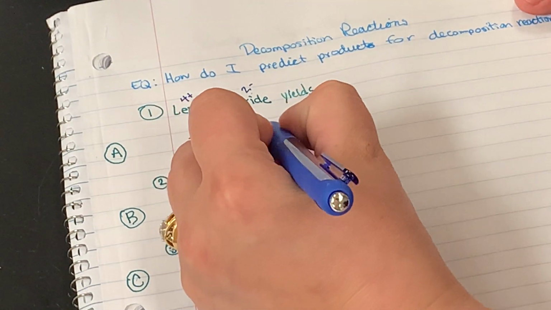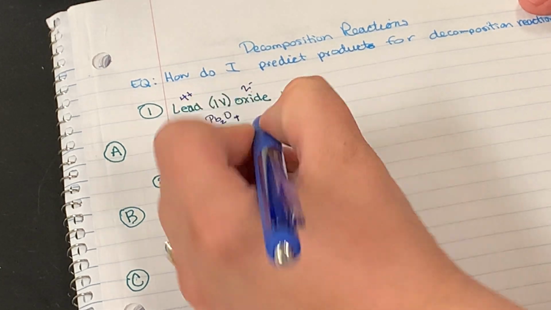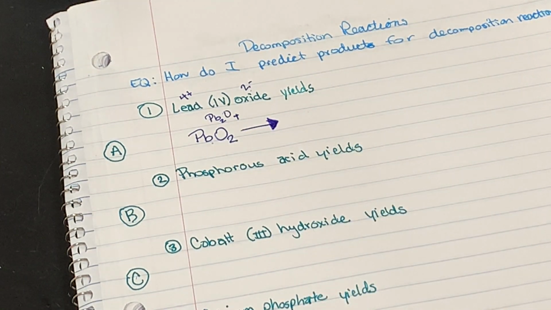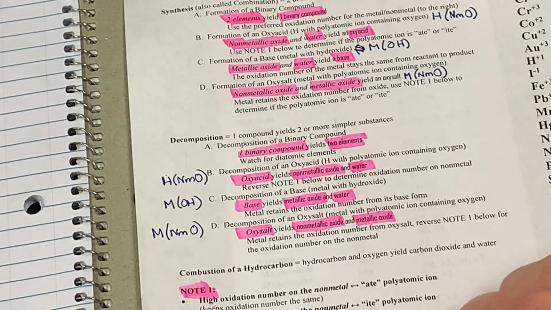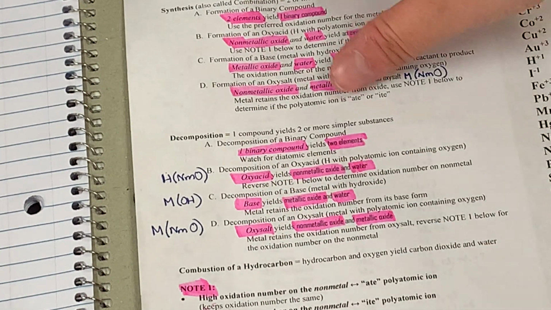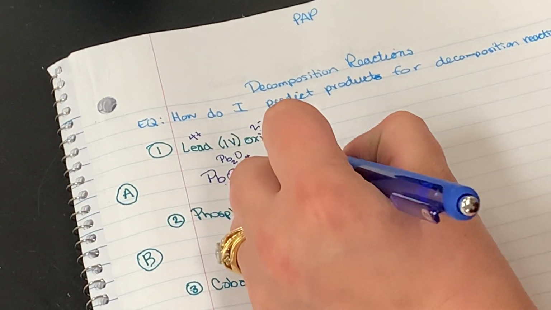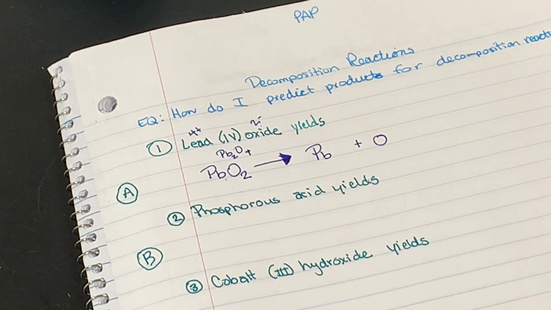And then we need our arrow. So we are going to take this apart into simply the two elements. We have a metal oxide, but nothing else. Okay? And there's no decomposition reaction that starts with a metal oxide. Not a single one of them starts with a metal oxide. So this must be a binary compound. So we're going to take it apart into two elements. Okay? So that means we're going to have lead by itself and then oxygen by itself.